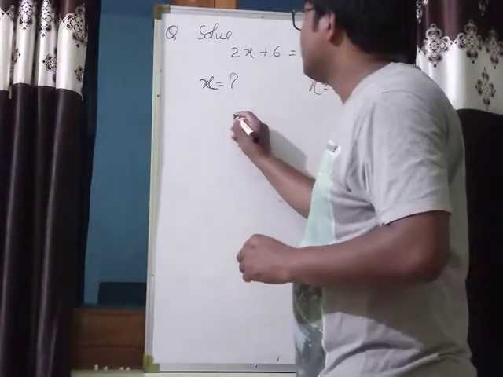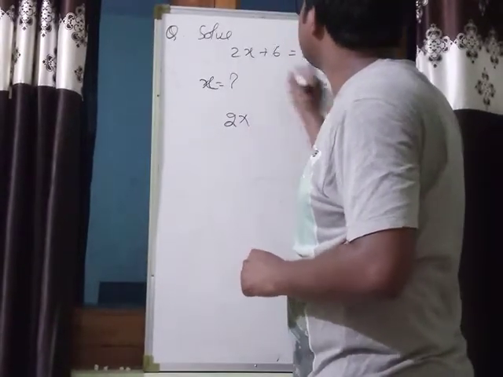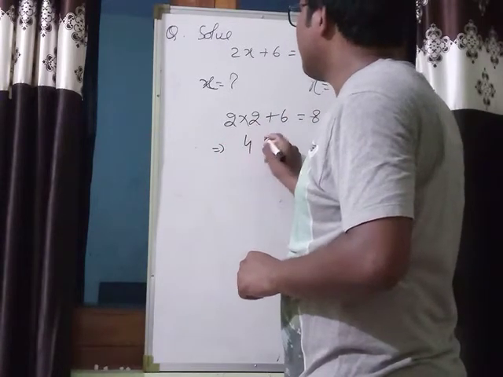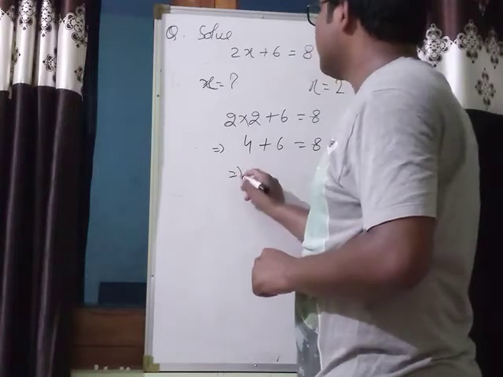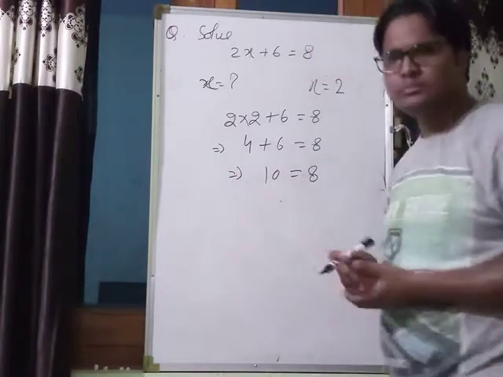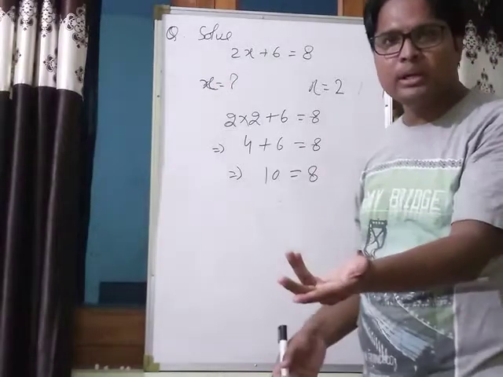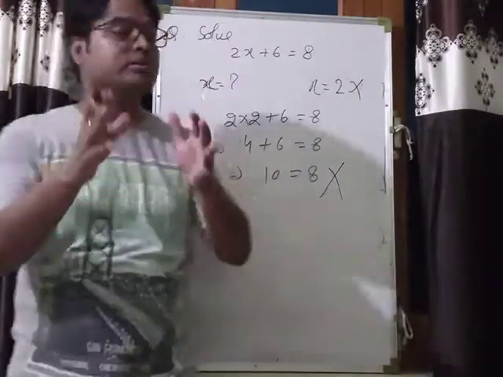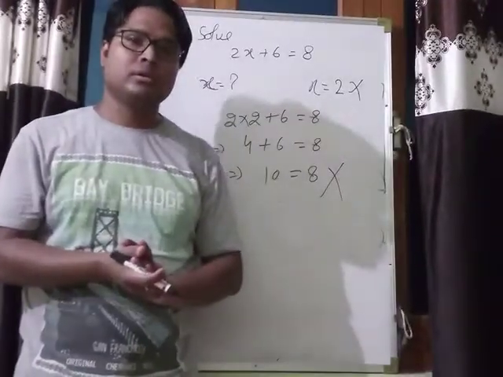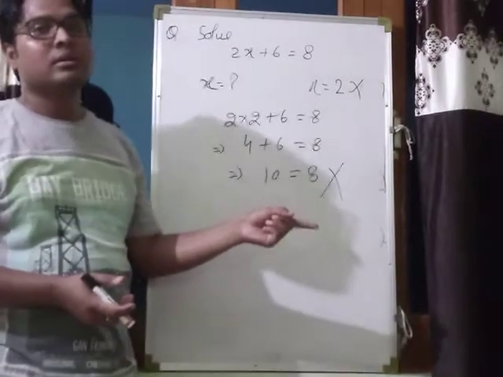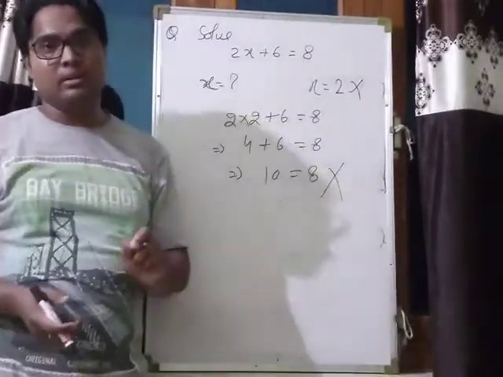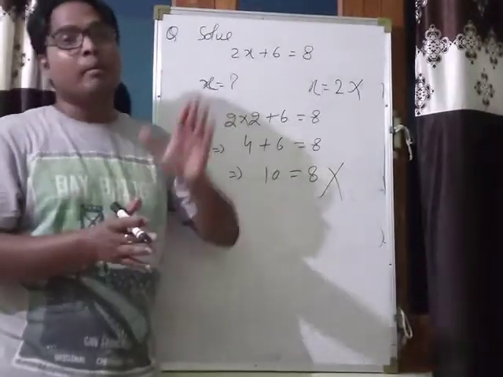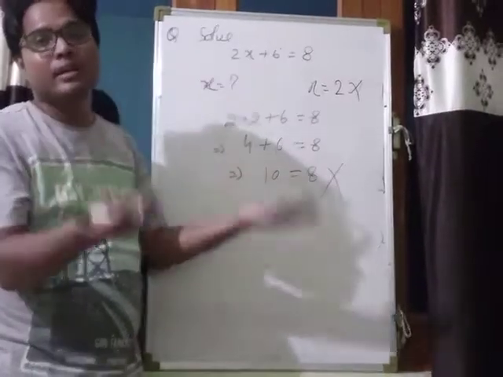Okay, see, so x is 2: 2 plus 6 is equal to 8. This one will be 4 plus 6, that is 10 equal to 8. Is it correct? Can 10 be equal to 8? No, this is wrong. It means x equal to 2 is not the solution of this equation. The solution of this equation will be that value of x which satisfies this equation, meaning it makes its left side and right side equal.